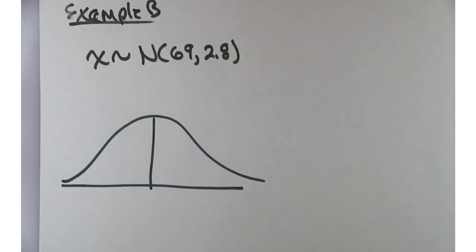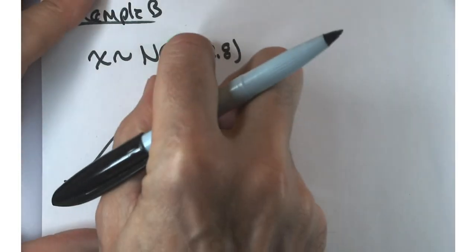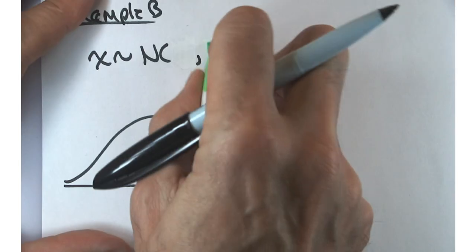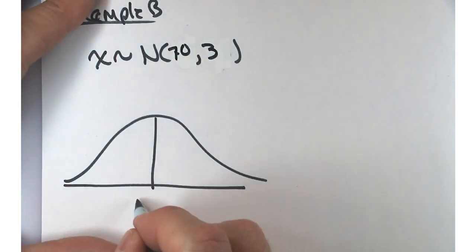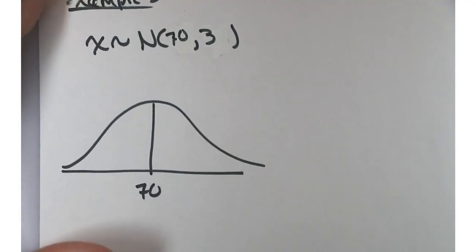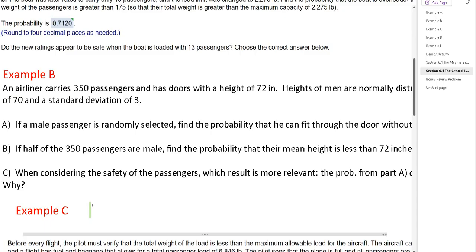So let's make these numbers a little bit different. All the problems are going to stay essentially the same. So 70 and 3. So yeah, that's going to be 70. Now we want to find the height, or, let me just double check now. You got me nervous. Find the probability they can fit through the door without bending.